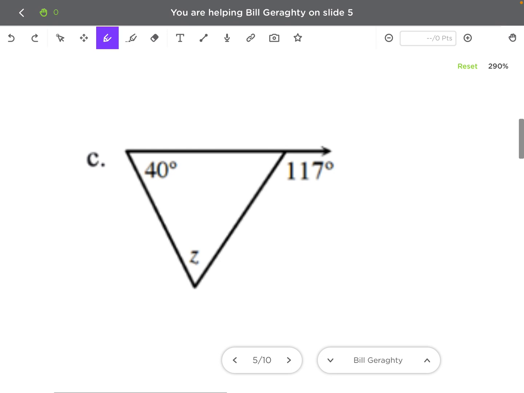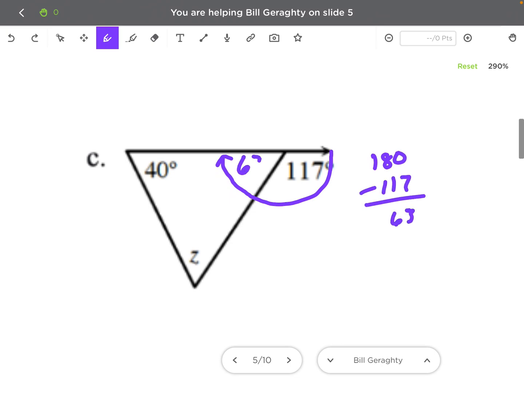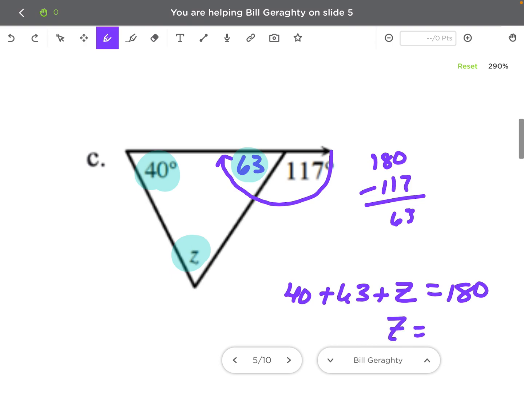And then my last section right here, I'm going to start with this 117. I would do 180 minus 117 to get that 63-degree angle. And then we know that these three angles added together have to equal 180. Okay, so 40 plus 63 plus z has to equal 180. And then go through and solve, and you should get z is equal to 77 degrees.